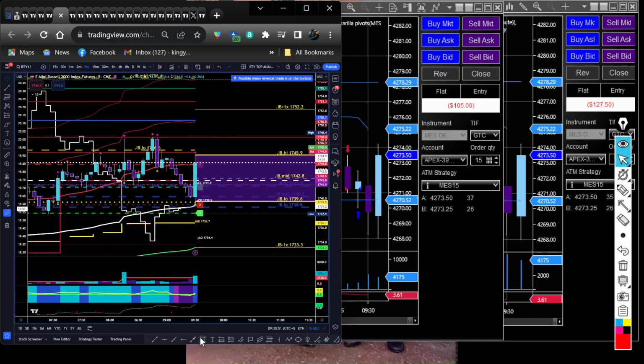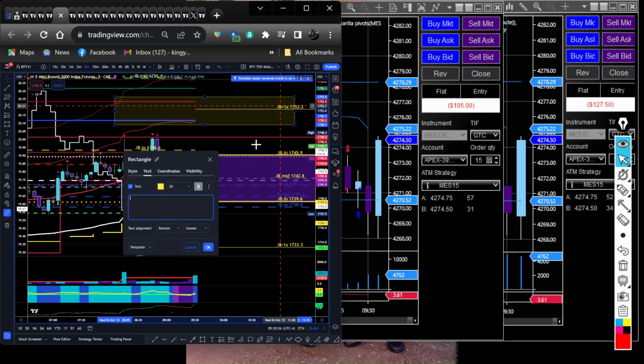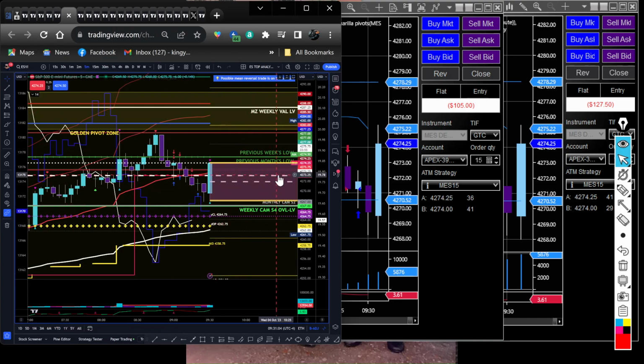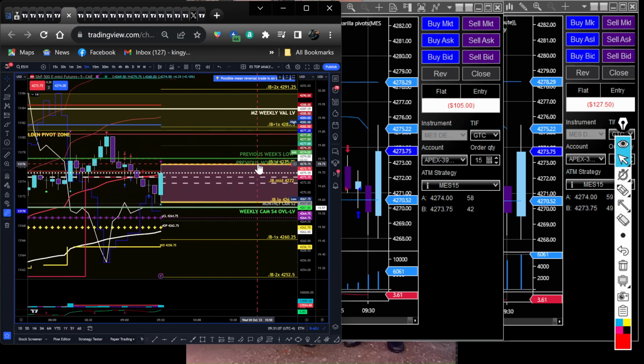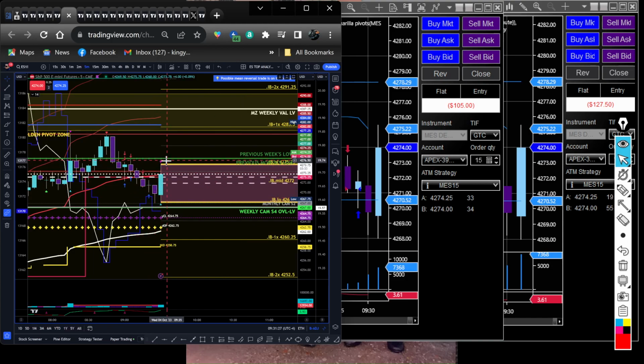Let's see. Right here. All right, so we're moving back up to previous week's low. And I could probably take that off as well because that's just a reference point right now. I don't really need that. We already broke down from that, so the price is looking like it's still reacting around there. So I'll leave it for now.